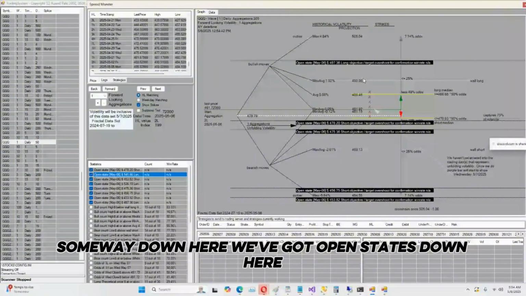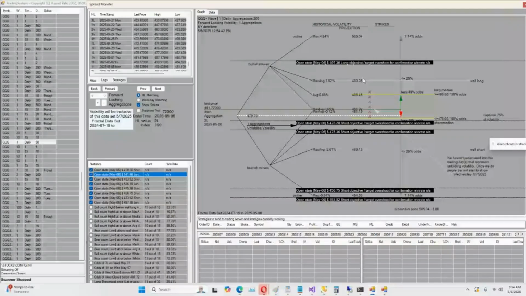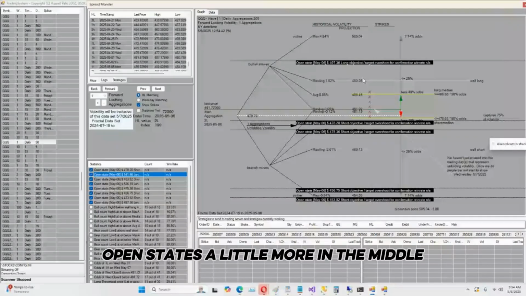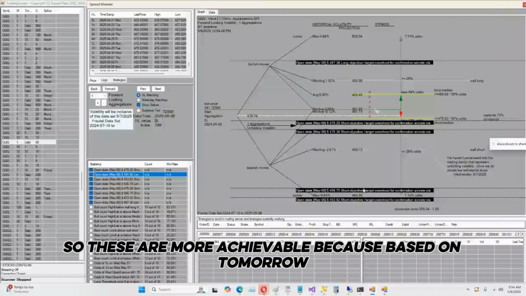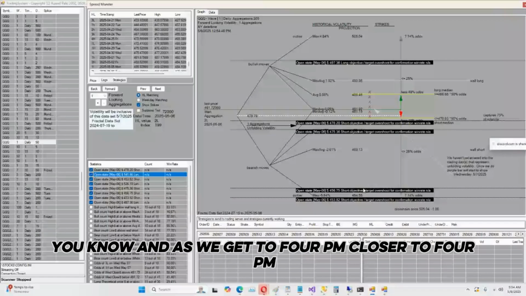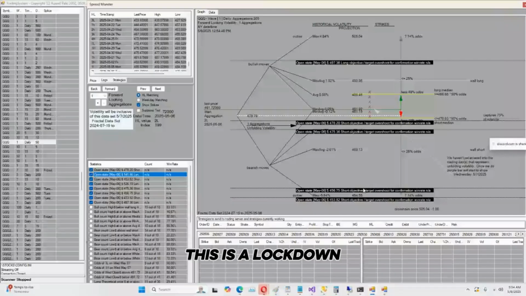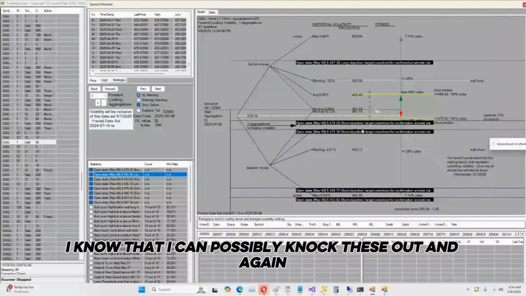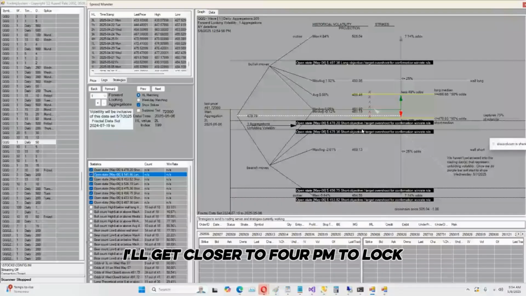And way down here, I've got open states down here. Open states a little more in the middle. So these are more achievable because based on tomorrow, and as we get closer to 4 p.m., this is going to lock in. And where my range is at, I know that I can possibly knock these out. And again, I'll get closer to 4 p.m. to lock. So let me clear that.